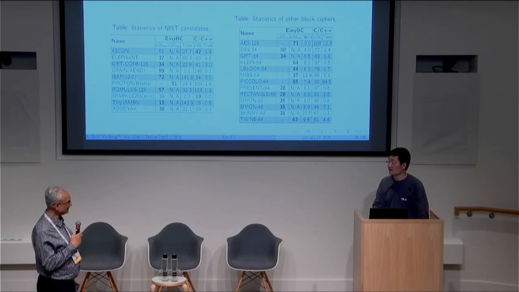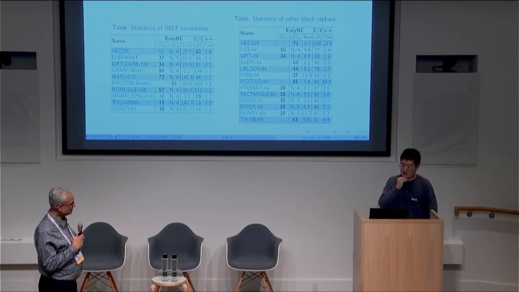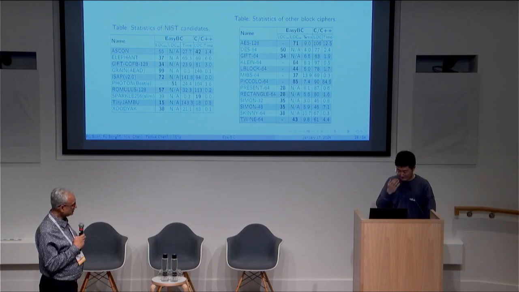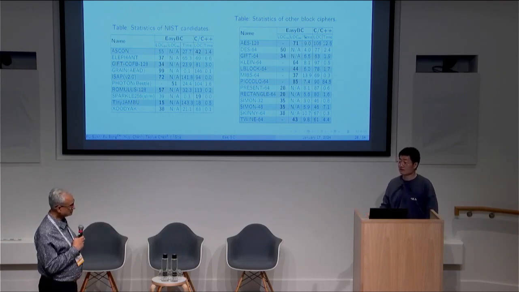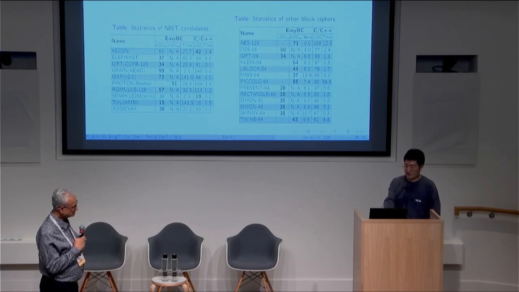The output is the results of the security of block ciphers against different cryptanalysis. It's just a report. Also, we can run the EasyBC implementation with our interpreter. That's how we evaluate the running time of the EasyBC program.